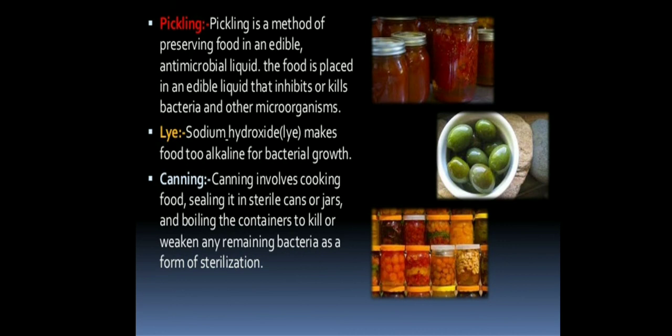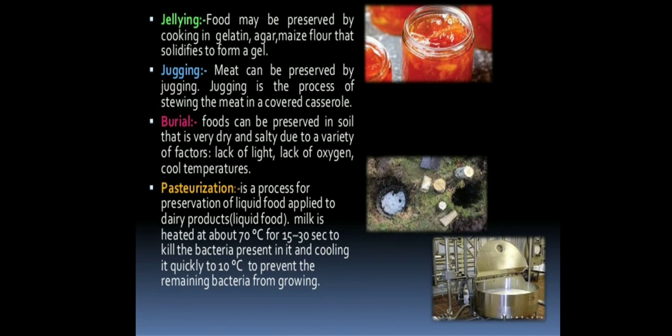Next is the canning. Canning involves cooking food, sealing it in sterile cans or jars and boiling the container to kill or weaken any remaining bacteria as a form of sterilization. Next is the gelling. Food may be preserved by cooking in gelatin, agar, maize flour that solidify to form a gel. Next is the jugging.